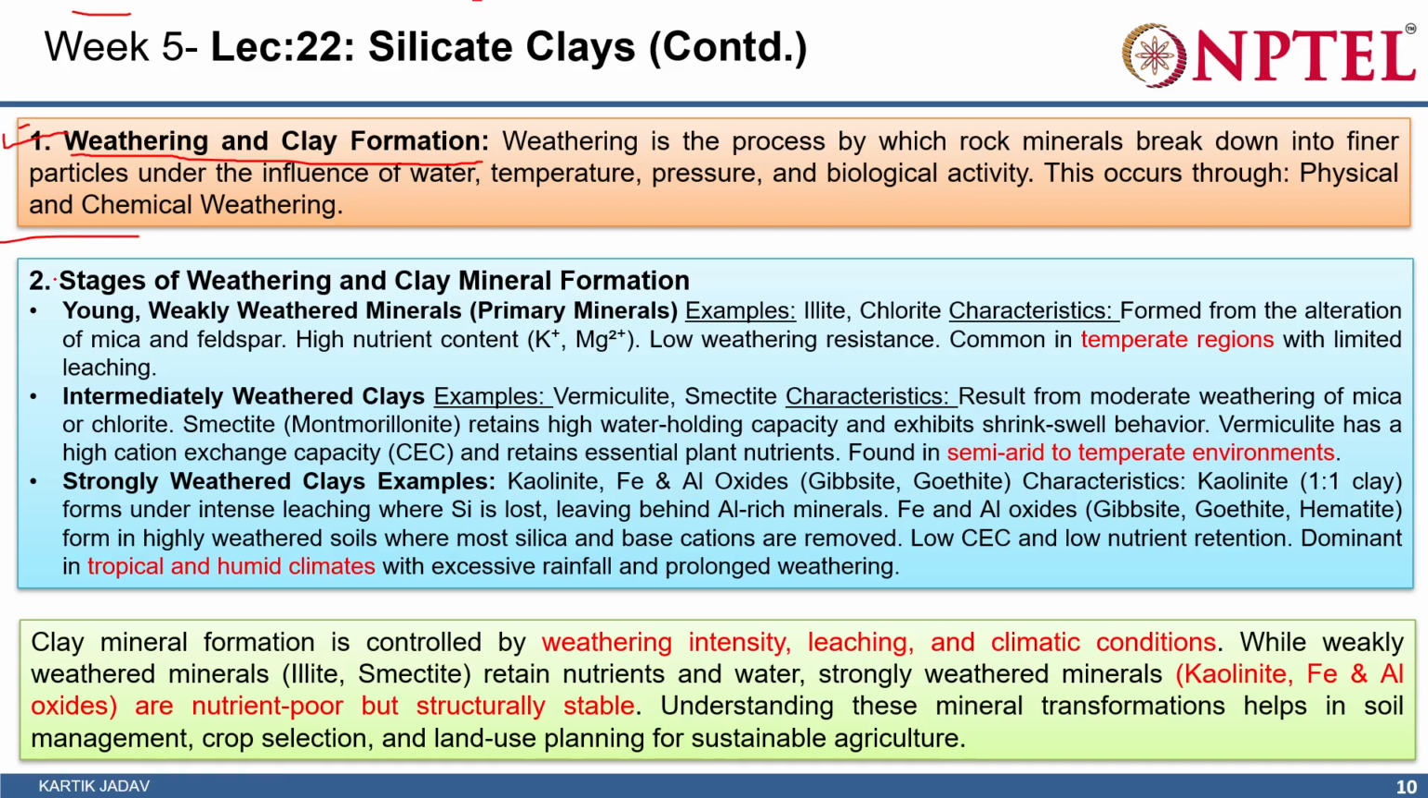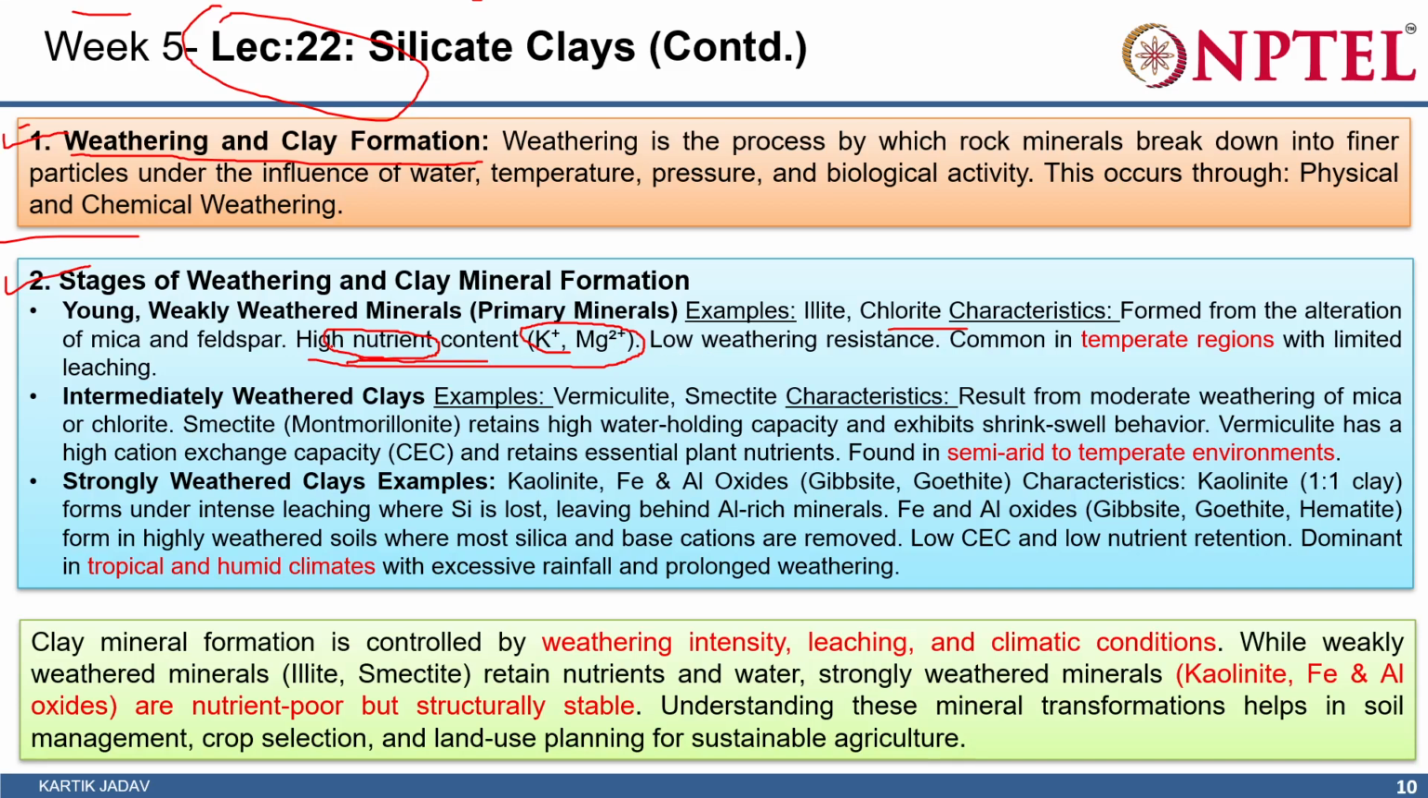And if we talk about the stages of weathering and clay mineral formation, we covered in lecture 22 that when the soil is young and weakly weathered, the minerals are classified as primary minerals, and examples are illite and chlorite. They are characterized as formed from alteration of mica and feldspar. They have a high nutrient content like calcium and magnesium. High nutrient content, here we are focusing on plant nutrient content. Okay.